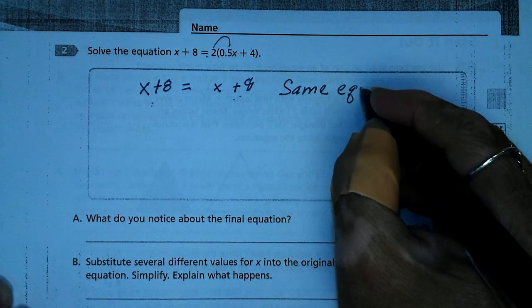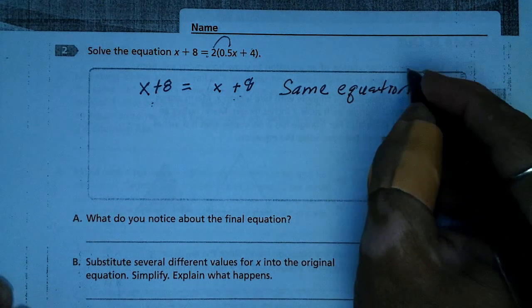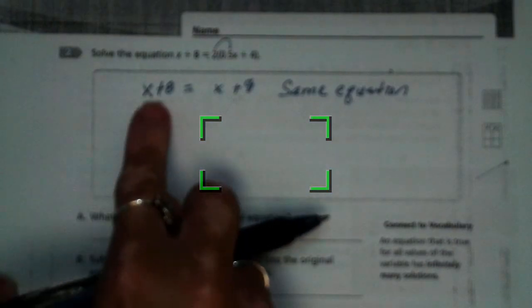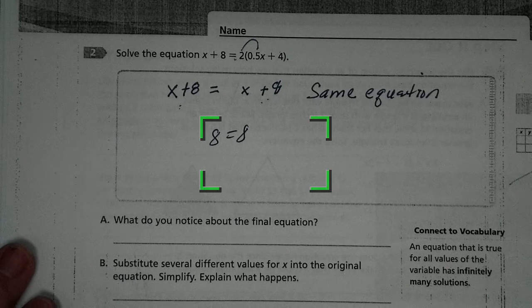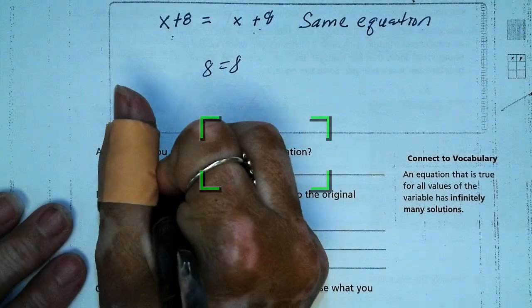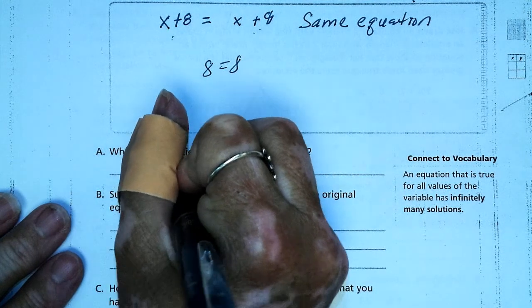They are the same equation. So I don't even have to subtract my x's. I can look at that and know that it's going to be 8 equals 8. So when that happens, it is infinitely many.